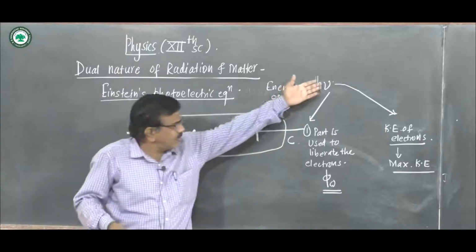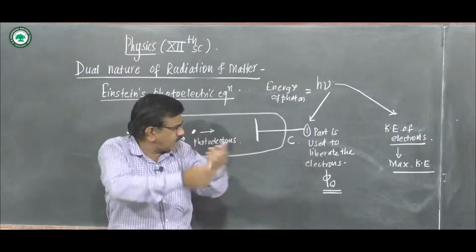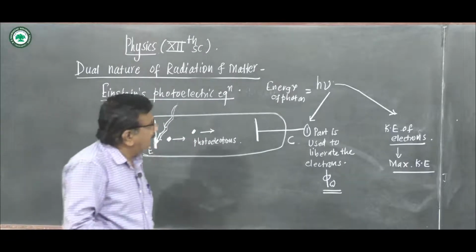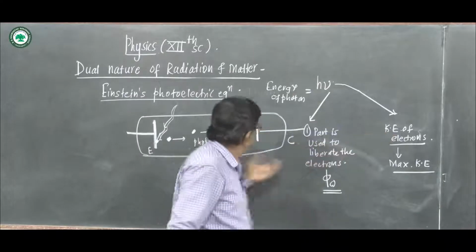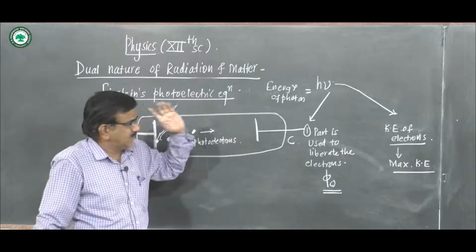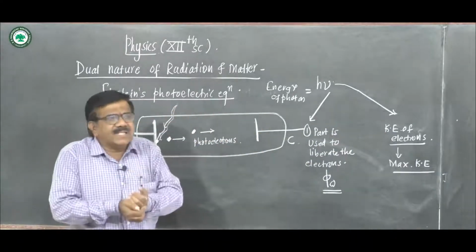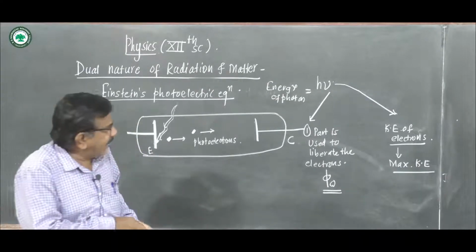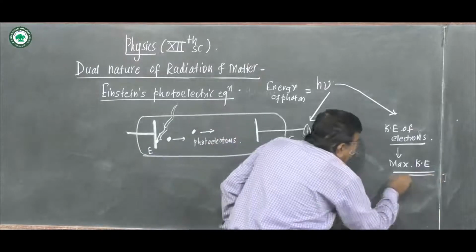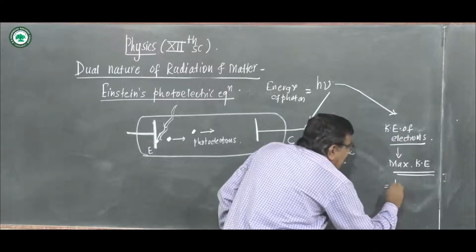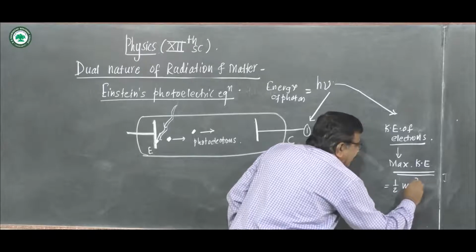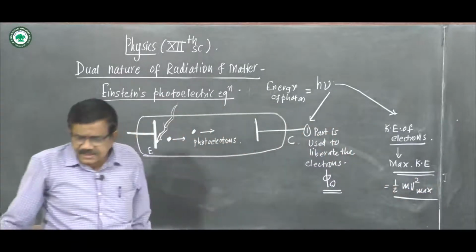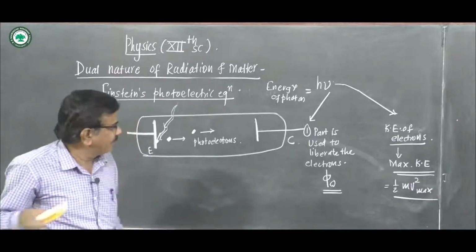This energy is used in two ways. Some part is used to liberate the electrons from the metal. We call it the work function, phi 0. And the remaining part of energy appears as the kinetic energy of the electrons. But if during the collisions there is no loss of energy, the electron escapes with the maximum kinetic energy, and we call it 1/2 mv square max. That is, the electron moves with the maximum velocity.